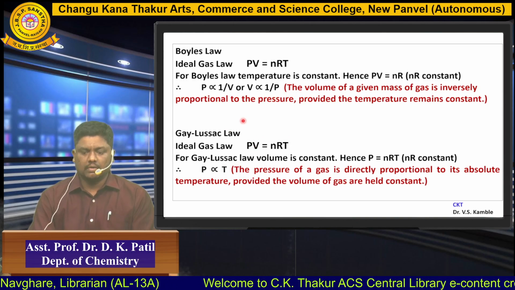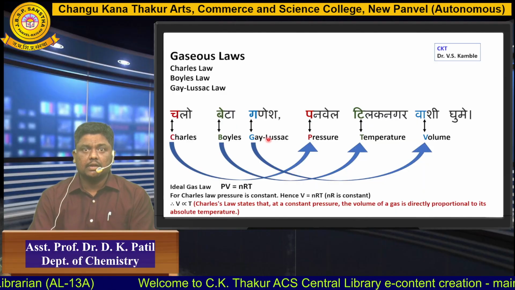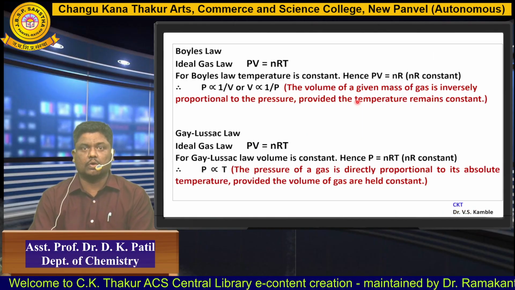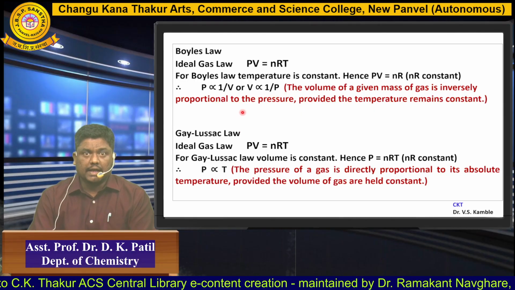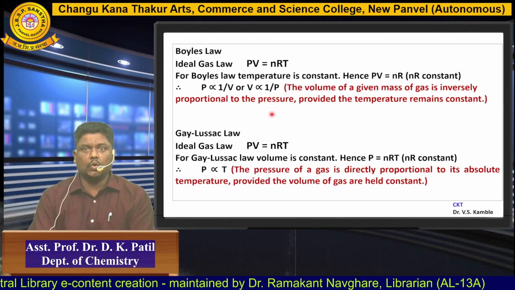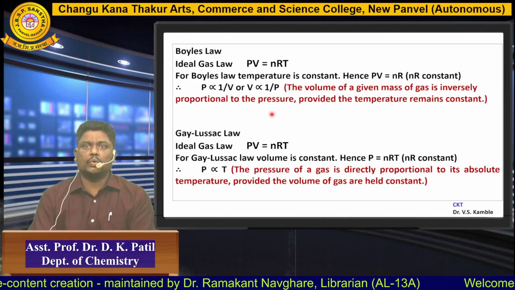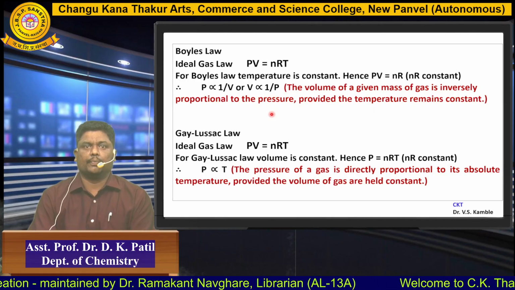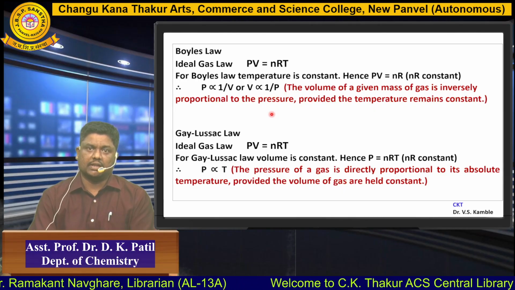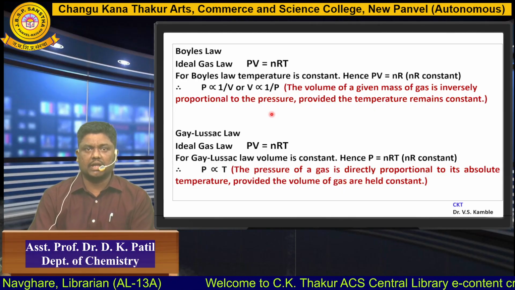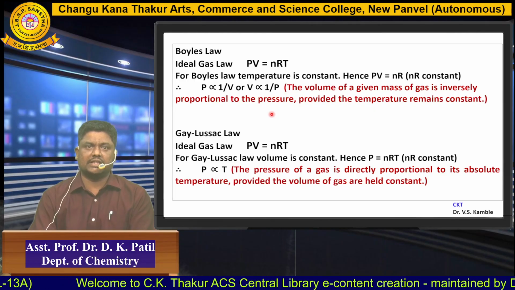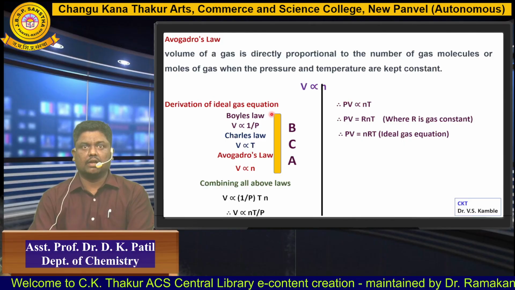As like that, the next law is Gay-Lussac law. With respect to this law, you can see here G corresponds to volume. So here volume is constant. Let's see again the ideal gas equation PV equals nRT. For Gay-Lussac law, volume is constant, hence P equals nRT, where nR is constant. So pressure is directly proportional to temperature. The pressure of a gas is directly proportional to its absolute temperature, provided the volume of gas is held constant. So this is the statement of Gay-Lussac law.